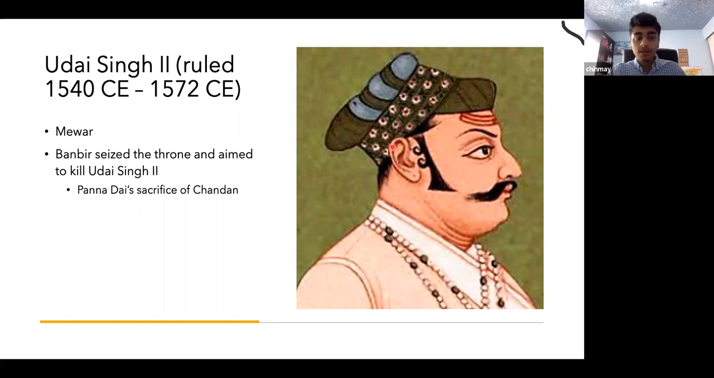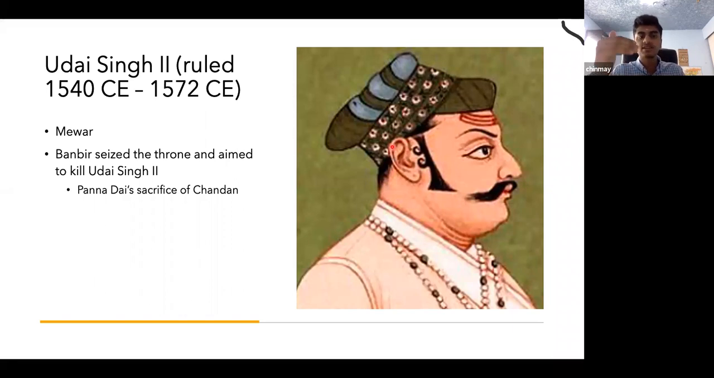So Banbir came, he killed Chandan in front of Panadai's eyes. He killed Chandan and he left. So Panadai gave up her own son. She sacrificed her own son willingly in order to save Uday Singh, because she knew that Uday Singh needed to eventually grow up and take back Mewar. And Uday Singh was a capable ruler that she wanted to be able to take Mewar. So she had that type of foresight that in an instant she gave up her own son in order to keep her country, in order to keep her nation safe.